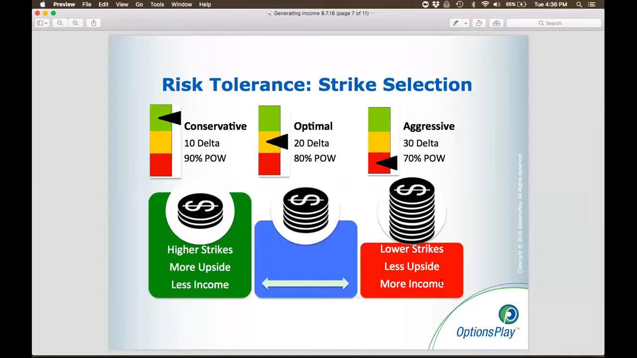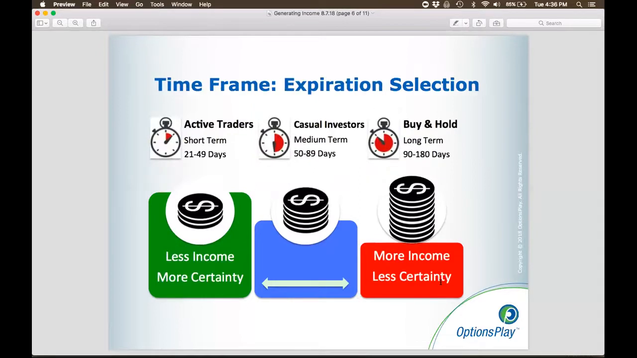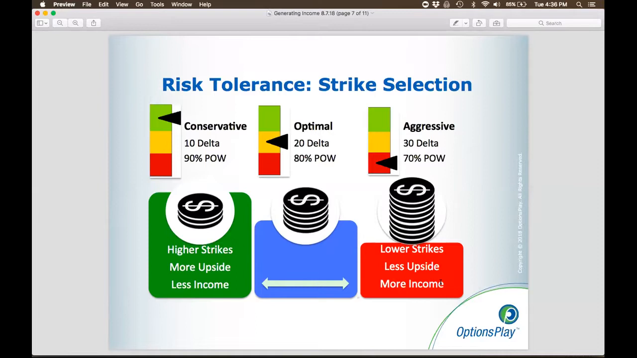So before we move on, make a mental note to yourself, which one do you fall under in terms of expiration dates: short, medium, or long term? And then for strike prices, do you fall in the conservative, optimal, or aggressive? So again, my preferences are short term because I'm fairly active with my trading, and my risk tolerance is optimal because I'm not too aggressive, nor am I too conservative when it comes to these strategies. So remember that, because we're going to come back to that when we're using the platform to help you find the optimal cover calls for your personal preferences.